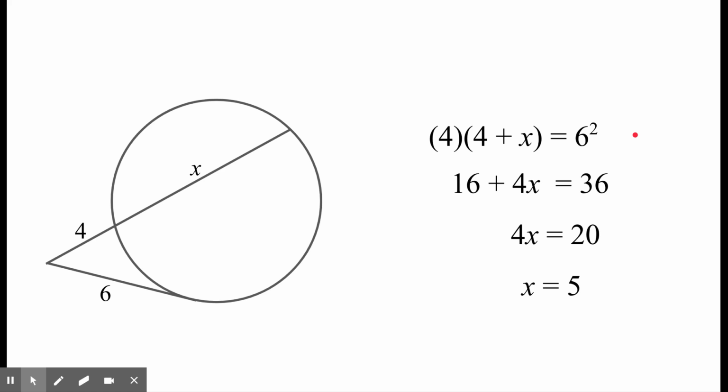And there you have the relationship between two chords, two secants, and a secant and a tangent.